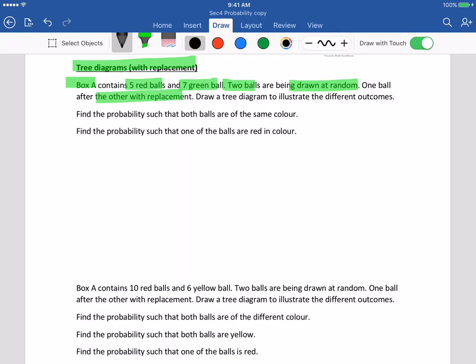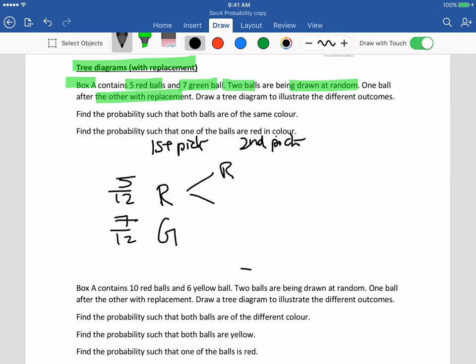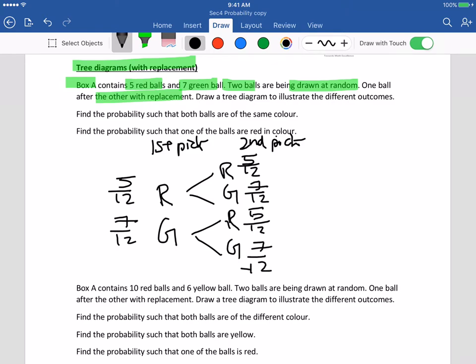Replacement is easier because the probability during the first pick and the second pick will be exactly the same. There will not be any changes because the ball is going to be replaced. So it will be much easier. Write red and green. Probability of red is 5 over 12, green is 7 over 12. Because it's replaced, the probabilities on the first and second pick are exactly the same, so 5 over 12, 7 over 12, 5 over 12, and 7 over 12. Pretty simple.